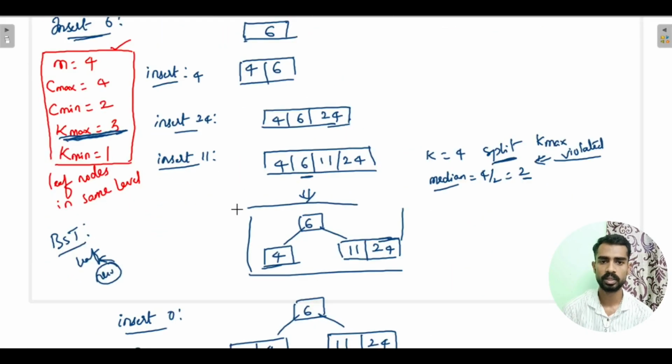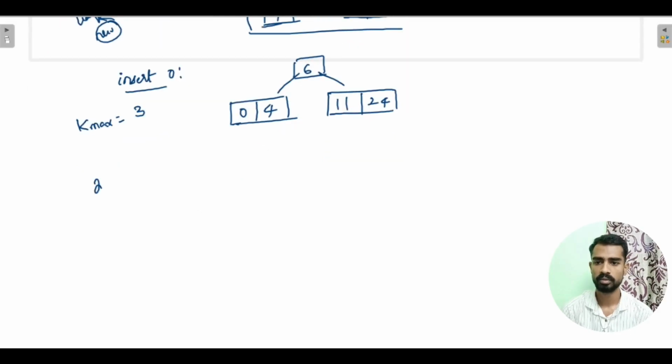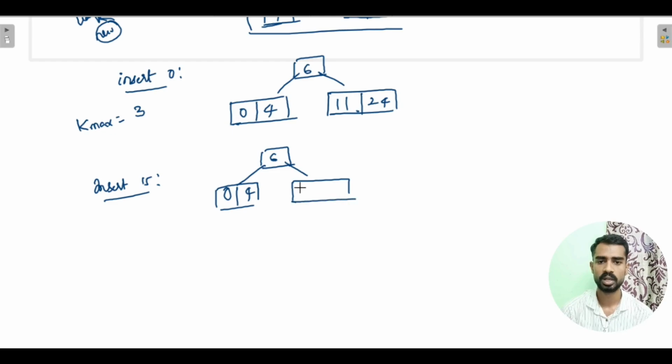So what is the next element? 15. We will insert 15 now. The present tree is this. Where can 15 be inserted? 15 can be inserted right at this position. We are not worried about the left subtree because 15 is bigger than 6, so it has to be inserted only in the right subtree of 6. So 11 and 15 come here, because we have to sort them in order after insertion. Now 15 is inserted right here.